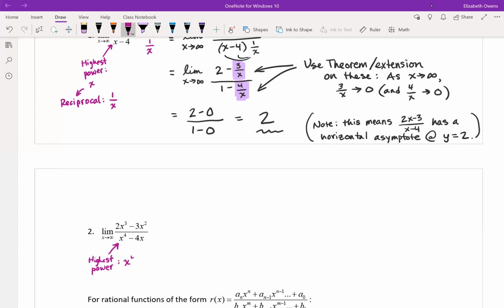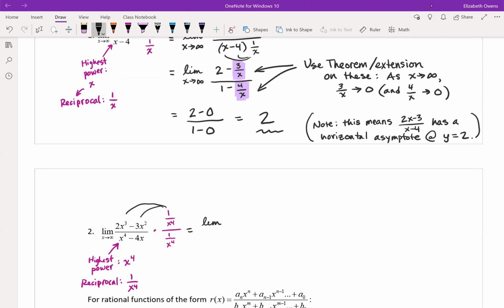It's x to the 4th, and so the reciprocal is going to be 1 over x to the 4th. So that's what we're going to multiply everything in the function by. So multiply by 1 over x to the 4th, numerator and denominator. Okay, now I'm just going to do the distribution right from here. So distribute that to both terms.